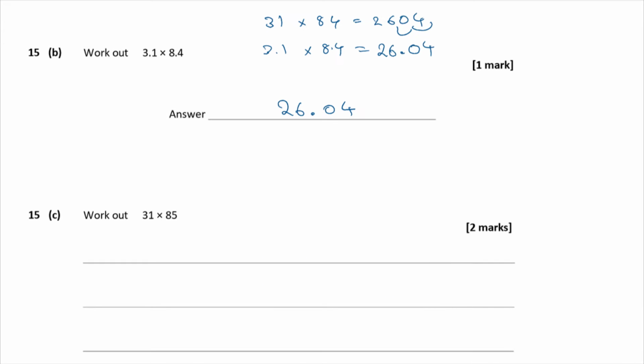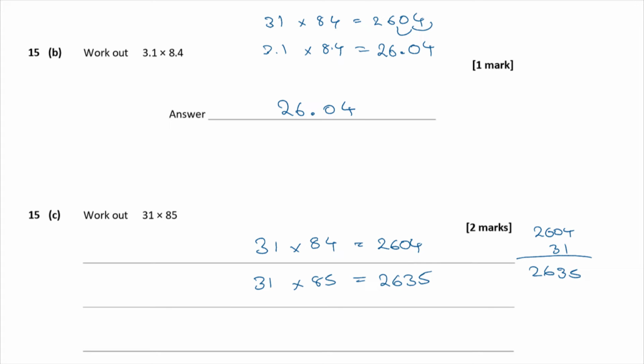Part C says work out 31 times 85. Now I know that 31 times 84 is 2,604. So 31 times 85, if you think about it, is one more 31, isn't it? So if I add another 31 on to 2,604, that's going to be 2,635. That should come to 2,635, because it's like the next number in the times table. So you just add on another 31 and you'll get 2,635.